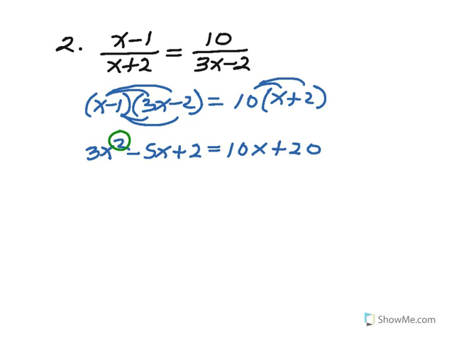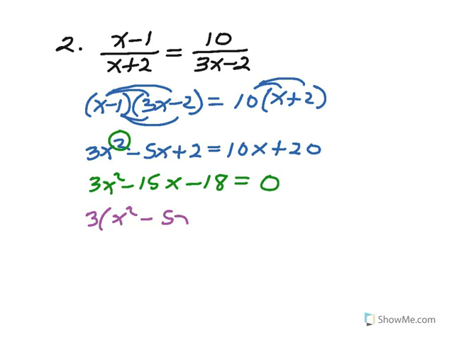So I'm going to get it set equal to 0 and try and factor it. So I subtract 10x from both sides. So we'll get 3x squared minus 15x, and I'll subtract 20 from both sides, so we'll have a negative 18. So in order to factor this, first things first, I can see that I have a greatest common factor of 3 in all of those terms. So if I factor that out, I have x squared minus 5x minus 6. Okay, and this is going to be easy to factor.